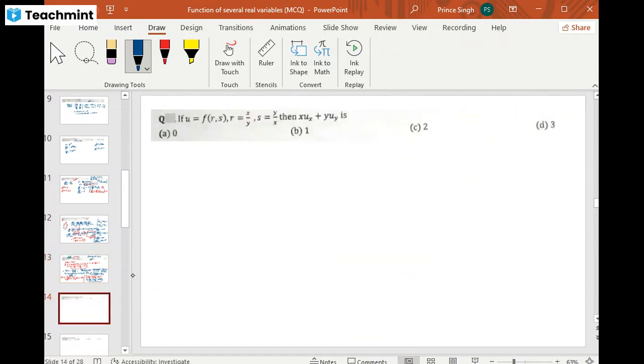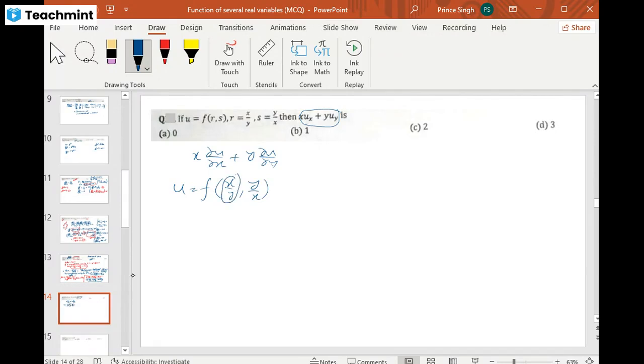Again, this is a similar kind of problem. Again, we are expecting the value of x curly u upon curly x plus y curly u upon curly y. But what is your function here? u is f of r, s. What is r? x upon y. And what is s? y upon x. So your variables are x upon y and y upon x.